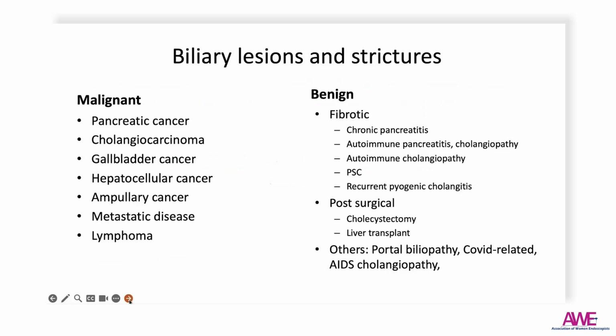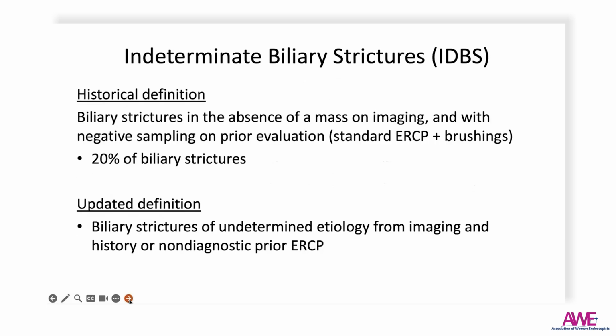And in benign diseases, we have fibrotic diseases such as chronic pancreatitis or autoimmune pancreatitis, post-surgical with post-chole injuries or liver transplant would be the most common that many people deal with. And then there's other mimickers such as portal biliopathy. There's new COVID-related stricture disease, all of which are important to keep in mind as we evaluate these strictures.